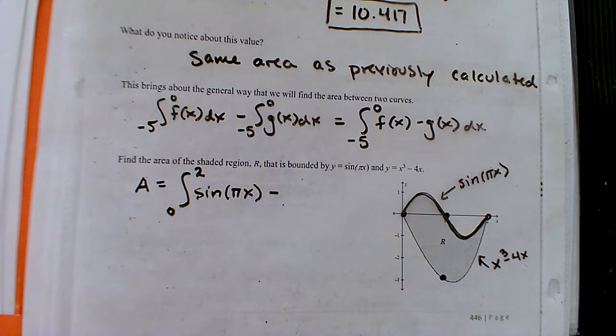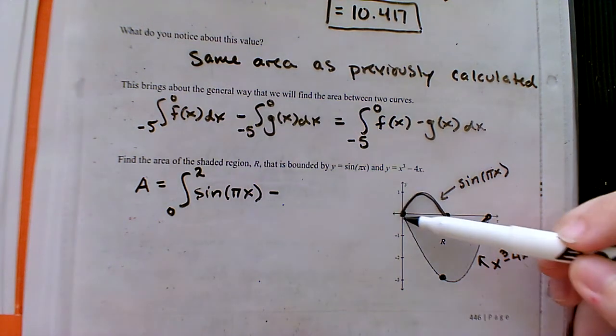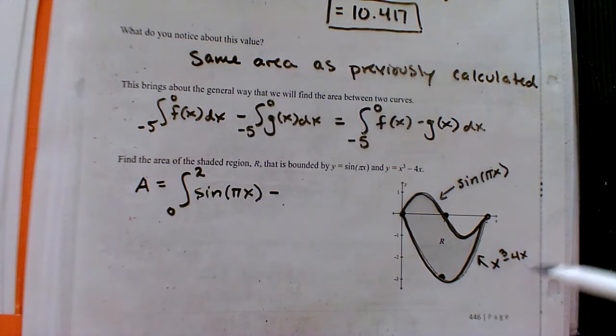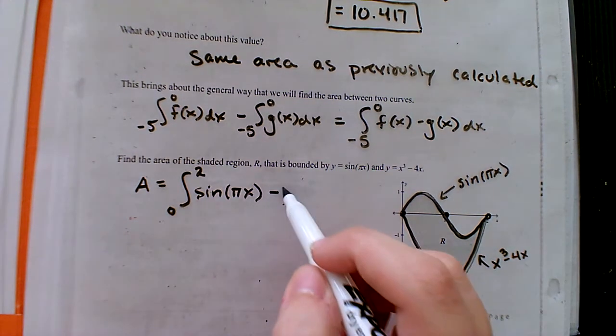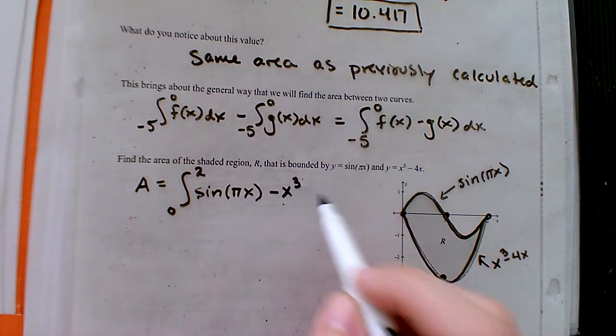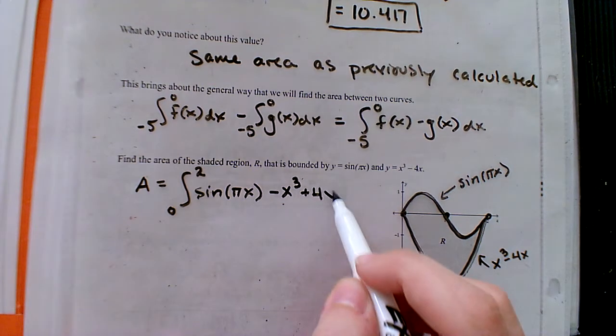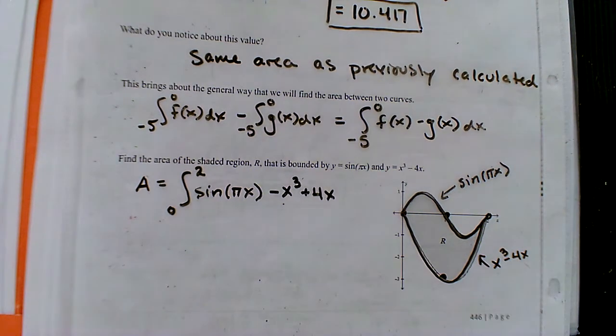Okay, very similar concept. We got to be careful though. Notice how the bottom function has more than one term in it. So if you're subtracting that, you have to switch all the signs. So it actually changed to a negative x to the third plus 4x.